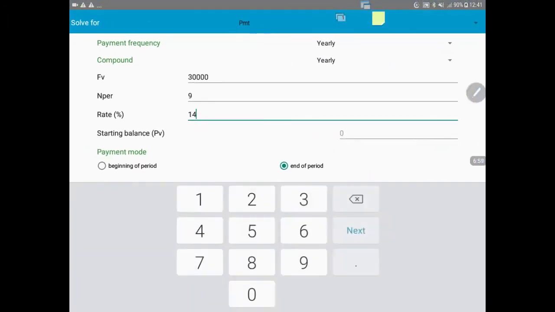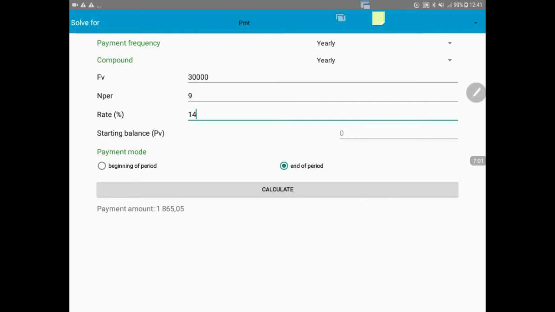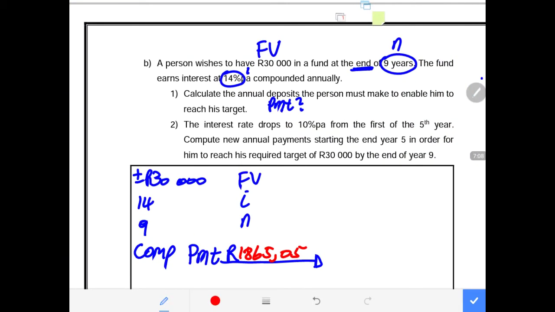And the minute now there's a drop in the interest rate, meaning we will no longer pay the 1,865.05 for the next 9 years. Interest rate dropped to 10%. When did this interest rate drop? From the 1st of the 5th month, meaning we are going to make 4 payments of 1,865.05 for 4 years. At the beginning of the 5th year, then the interest rate changes.